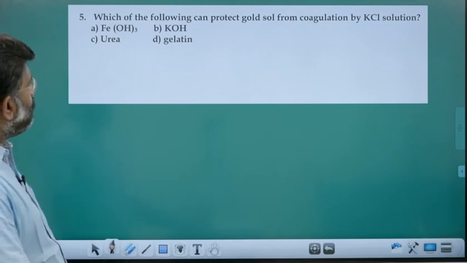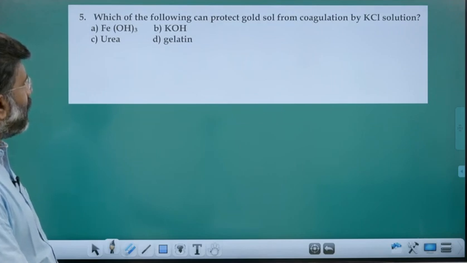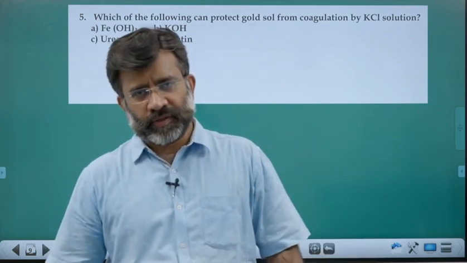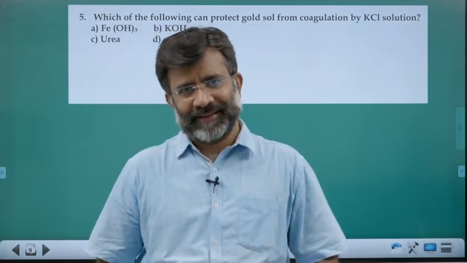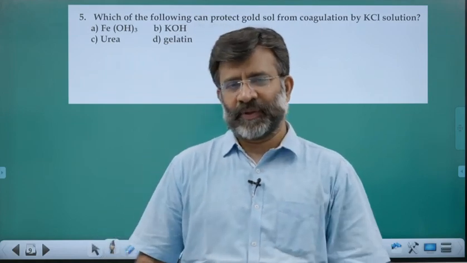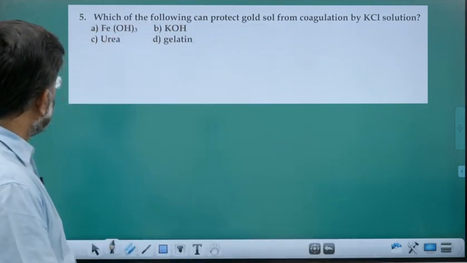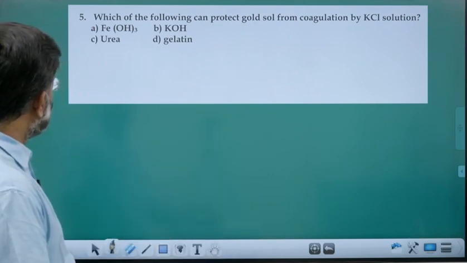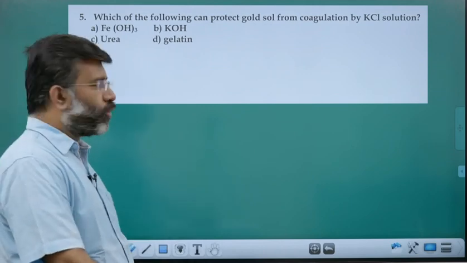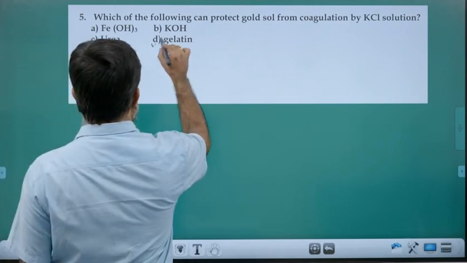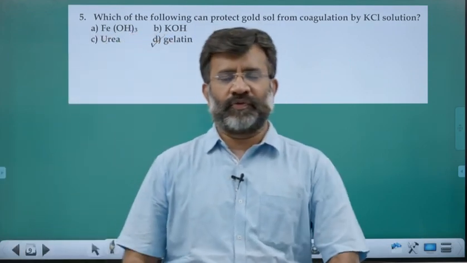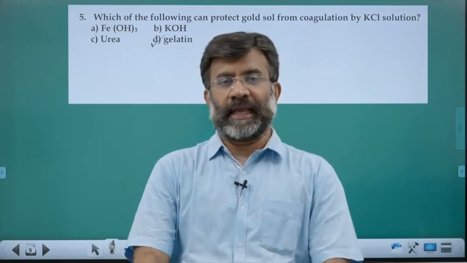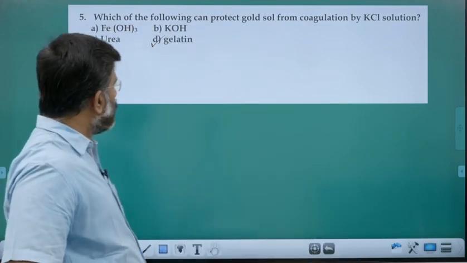Which of the following can protect gold sol from coagulating by KCl solution? See, gold sol is a lyophobic sol and lyophobic sols are protected by lyophilic sols. Who is lyophilic in the choice? Option A is lyophobic. Option B is an electrolyte. Option C, urea, is a true solution. And the answer is option D, gelatin, which is a lyophilic sol. And a lyophilic sol can be used to protect a lyophobic sol. Answer is option D, gelatin.